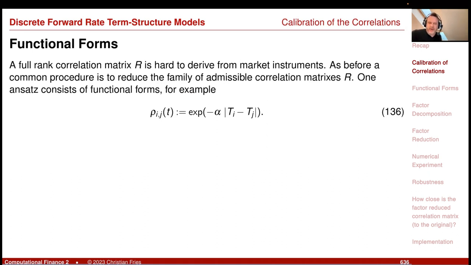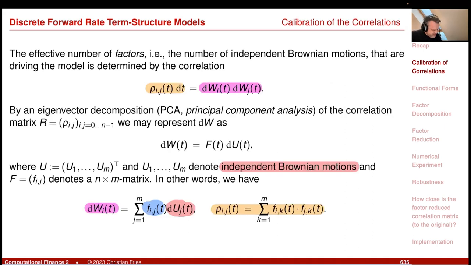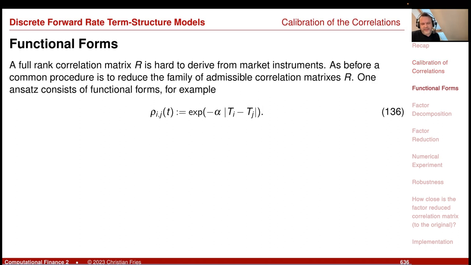Also, I mentioned that for calibration, it is sometimes helpful to reduce the number of free parameters. We had a large number of parameters. Actually, this is a function, so it's a matrix of functions. And we could say we'd like to reduce the whole correlation structure to a single parameter. There were functional forms, and we also had functional forms, for example, for the volatility. A very easy, popular functional form is this exponential decay.